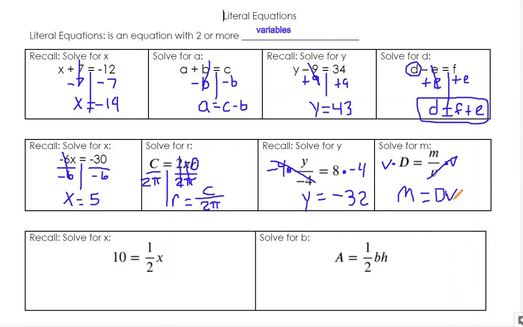Because when numbers or variables are next to each other like that, that means it multiplies. So I don't have to write the times symbol in between. Okay? Let's do another one.